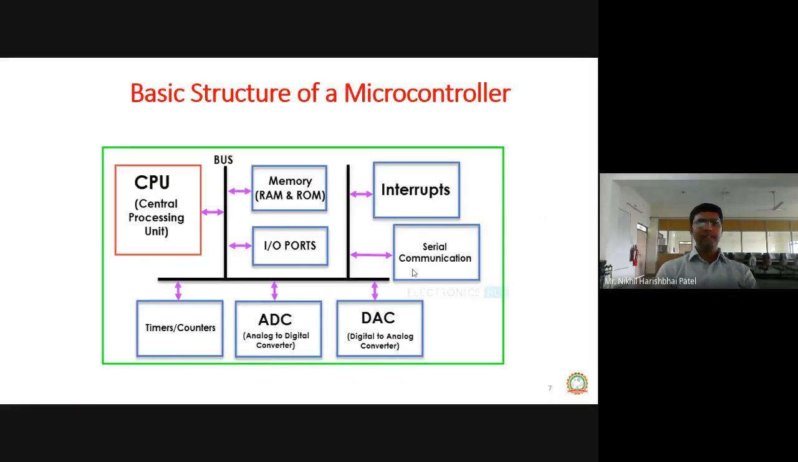This is the basic structure of microcontroller. The microcontroller consists of a central processing unit, which is already available in microprocessor. As far as CPU is concerned, there is memory, I/O ports, interrupt, serial communication, timers, counters, ADC, and DAC circuit also available inside the chip. In microprocessor, we have to connect this memory, I/O ports, interrupt, serial, ADC, and DAC externally to perform any such kind of application. But in microcontroller, all these things are inside the chip.